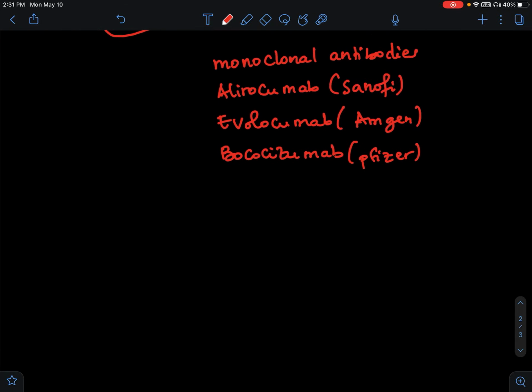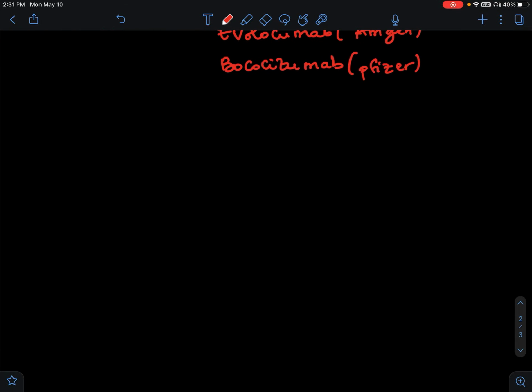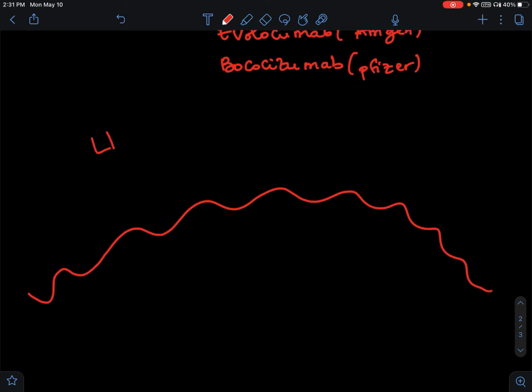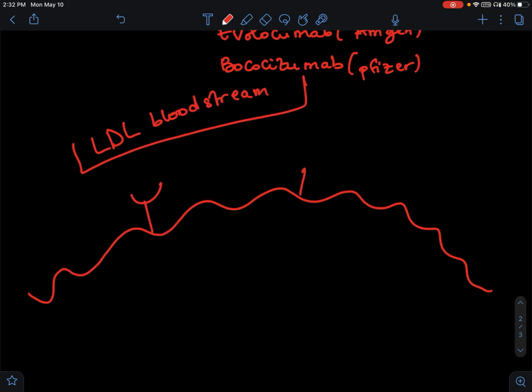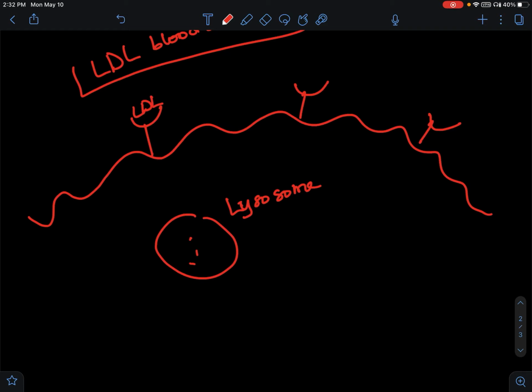PCSK9 inhibitors work? We know that, let's say we have a cell here and we have LDL in the bloodstream. How does the LDL get into the cell? We have LDL receptor on the cell surface, and the LDL will bind to the receptor and get into the cell where we have the lysosome. The lysosome will break down the LDL, and then the LDL receptor will go back to the cell surface.